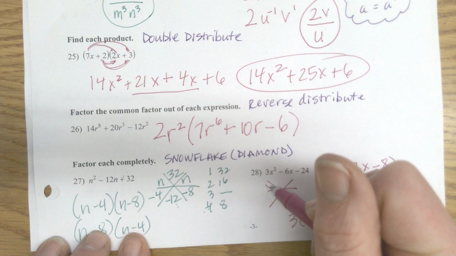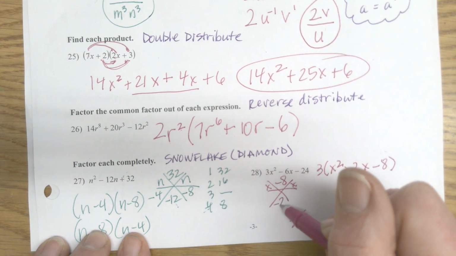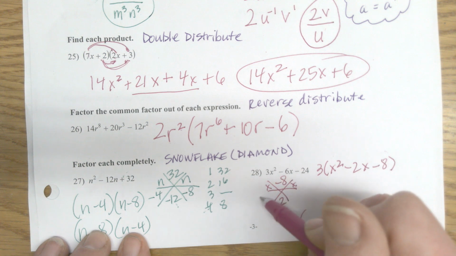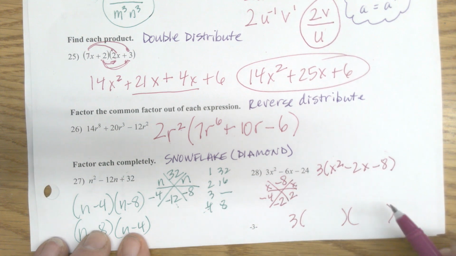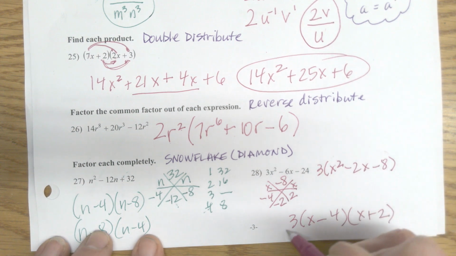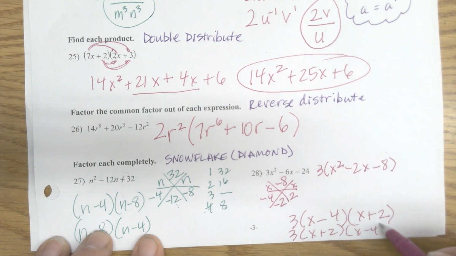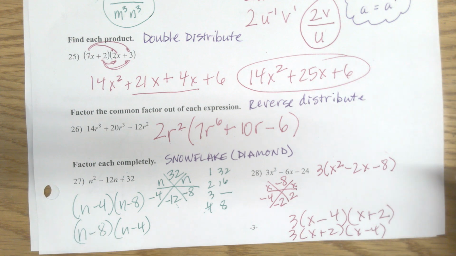So I have an x and an x. On the top is negative 8. Bottom is negative 2. When I think about this, it looks like negative 4 and positive 2. So I'll write this as x minus 4, x plus 2. Again, this could be flipped around. It could be 3, x plus 2, x minus 4. But the signs have to stay with them. It could be one or the other here.